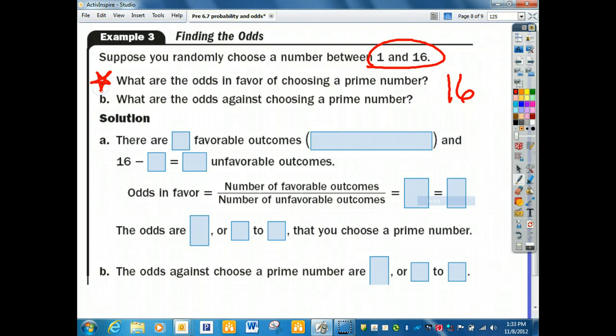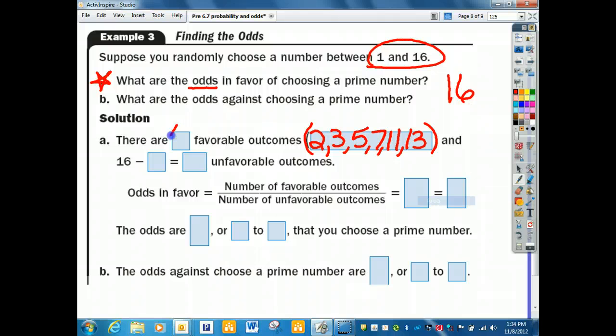Let's do letter A first. What are the odds in favor of choosing a prime number? First of all, let's list the prime numbers between 1 and 16. List the first one. 1. Is 1 a prime number? No, 1 is not considered a prime number, so on to the next one. What would it be? 2, 3, 5, 7, 11, 13, 17. Okay, but it's between 1 and 16, so let's see. How many are prime between 1 and 16?